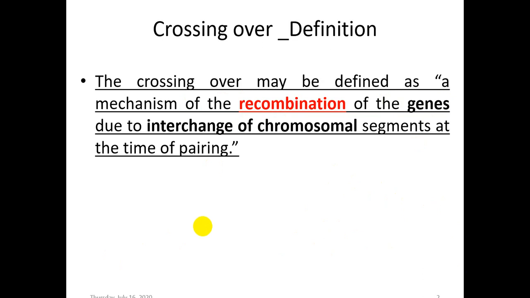Of course, genes cannot walk just by themselves. They are sitting on the chromosome, and a piece from this chromosome comes to another one, an interchange of segments, as I said, at the time of pairing, when the chromosomes face each other as pairs. Okay? So this is the crossing over.